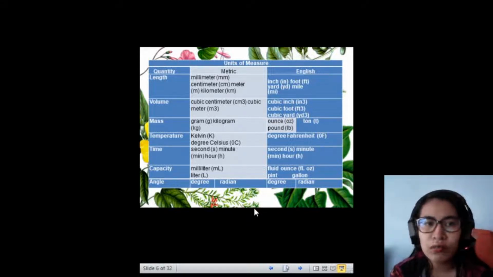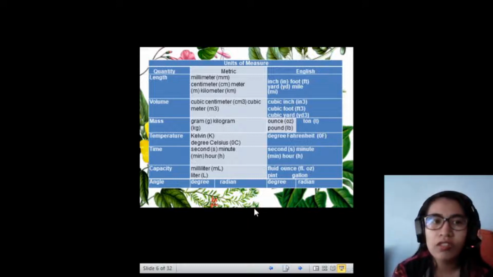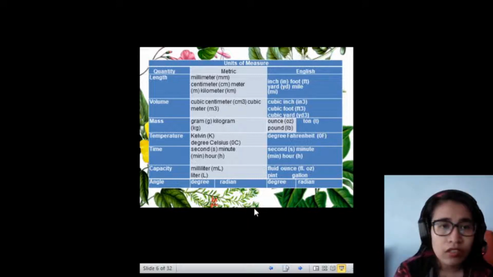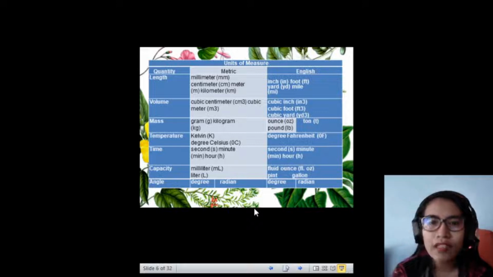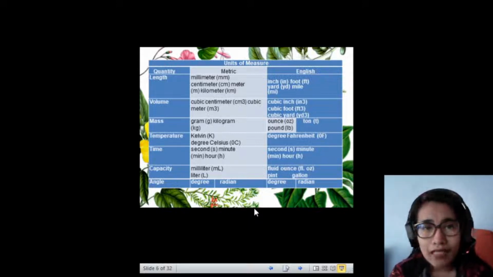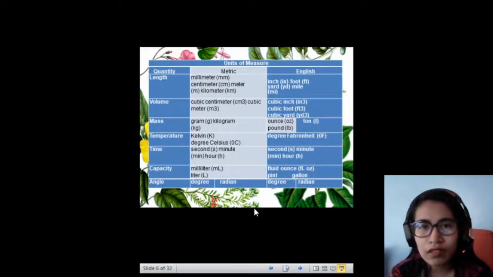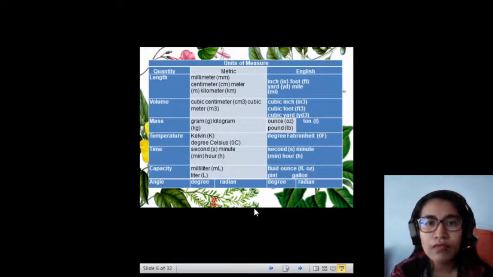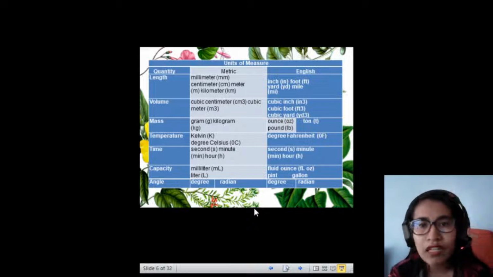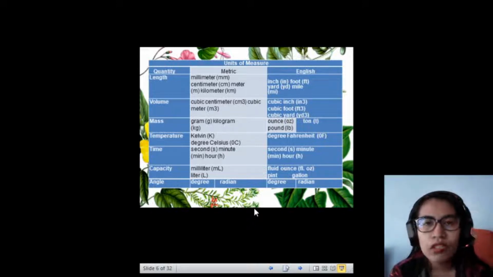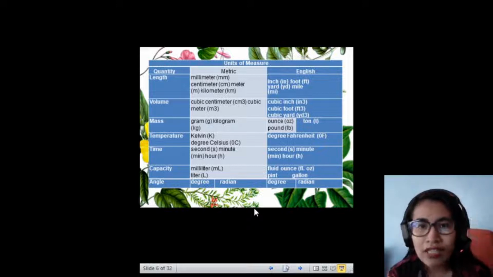For the volume, you can have cubic centimeter, cubic meter for the metric system. And for the English system, you have cubic inch, cubic foot, cubic yard. For mass, for the metric, we have gram and kilogram. Then for the English, you have ounce, pound, and ton. And for the temperature, for the metric, we have Kelvin and the degree Celsius. For the English, we have the degree Fahrenheit.